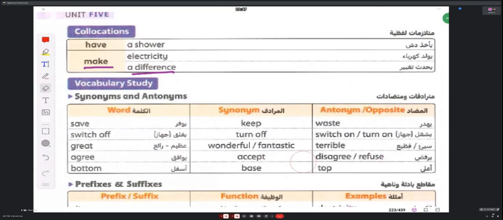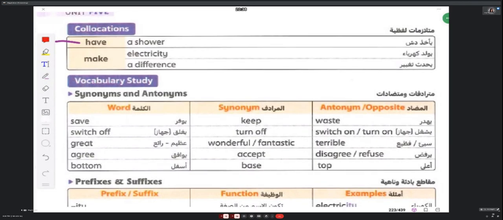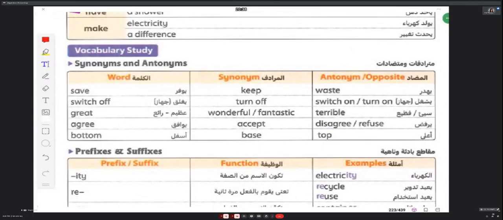Bottom, base, top. Have a shower. Make electricity or make a difference. Vocabulary study. Synonyms and antonyms. Synonym, antonym, opposite. Save, keep, waste. Switch off, switch on or turn on. Great, wonderful or fantastic, terrible. Agree, accept, disagree or refuse. Bottom, base, top.